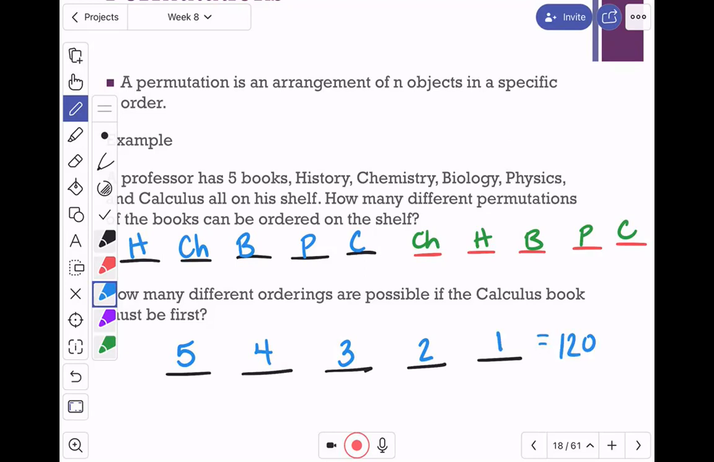Sorry, I have a quick question. So basically, does permutation mean no repetition? Yes. You can think of it like that. That's a way of saying it.